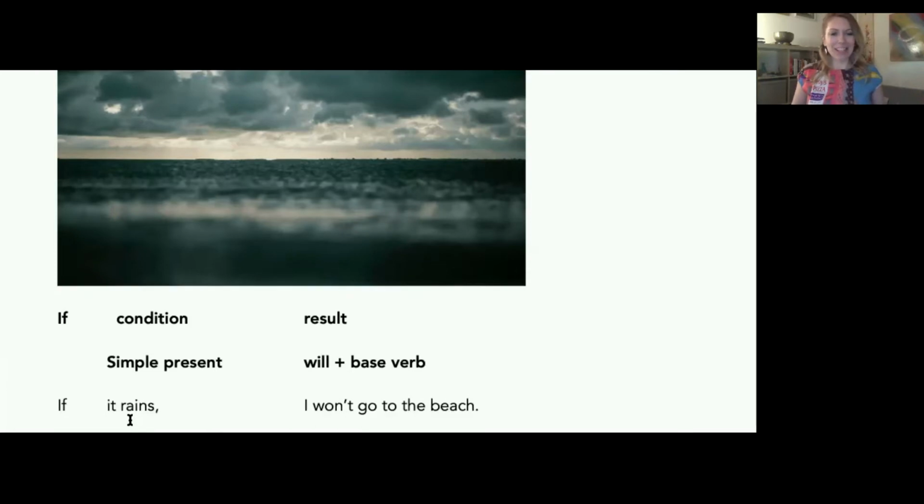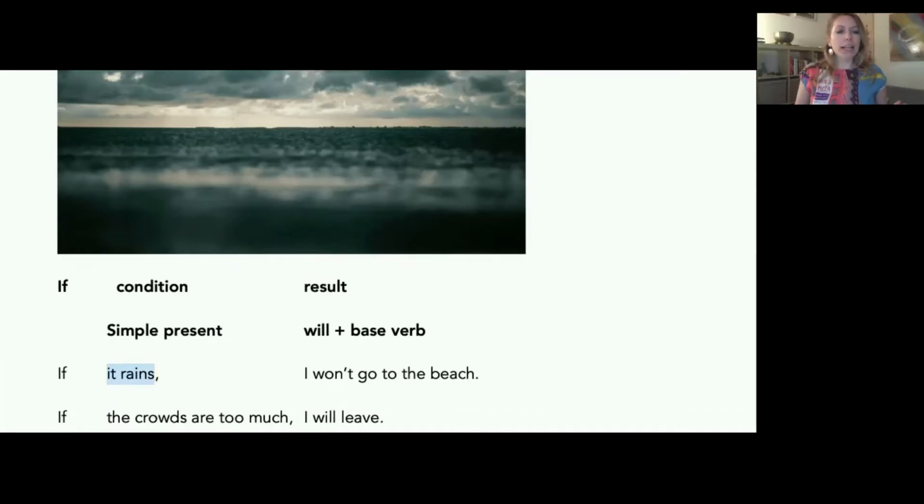It's really preferable if you can construct a sentence in the most simple way. And I know at this level of English, sometimes the tendency is to want to complicate things and make it more fancy or more sophisticated. But truly, when you can use the simple present tense, use it. It's the best. All right, if the crowds are too much, meaning if it is too crowded, I will leave.